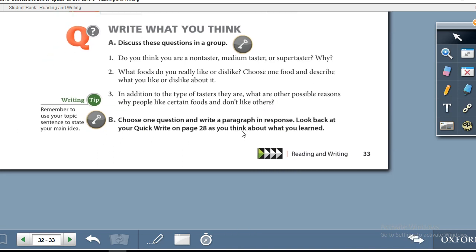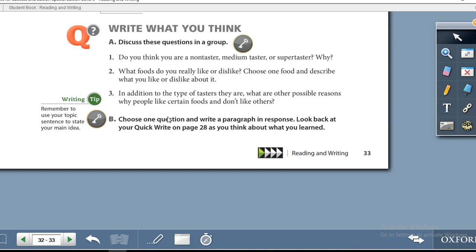Right, let us move on to exercise B. Choose one question and write a paragraph in response. Look back at your quick write on page 28 as you think about what you learned. Right, so once again, exercise B, I would suggest you read the instruction more than once. Right, so what does the question say? It says choose one question and write a paragraph in response. Look back at your quick write on page 28 as you think about what you learned.